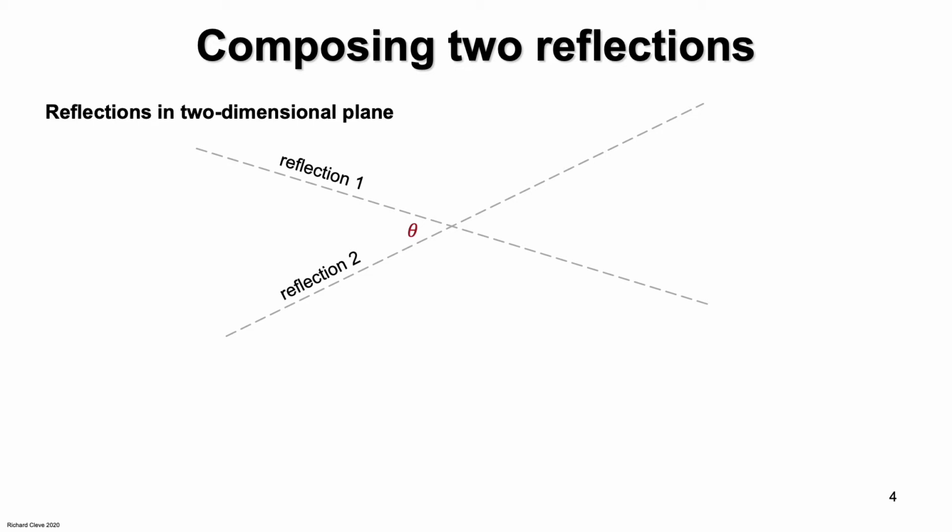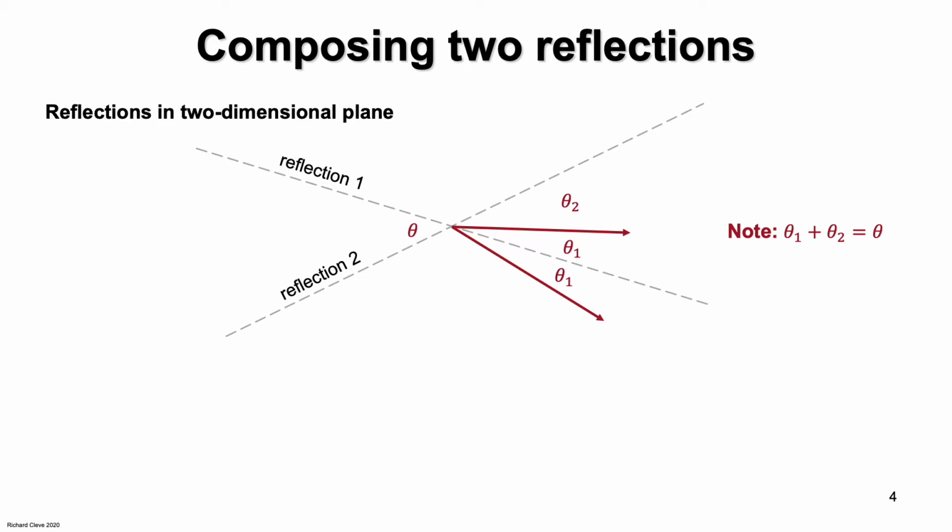Let the origin be where the two lines intersect. And suppose we have a vector from the origin. This vector makes some angle, call it theta 1, with the first line. After we perform the first reflection, the reflected vector makes the same angle theta 1 on the other side of the line. The reflected vector also makes some angle with the second line. Call that angle theta 2. Notice that theta 1 plus theta 2 equals theta.